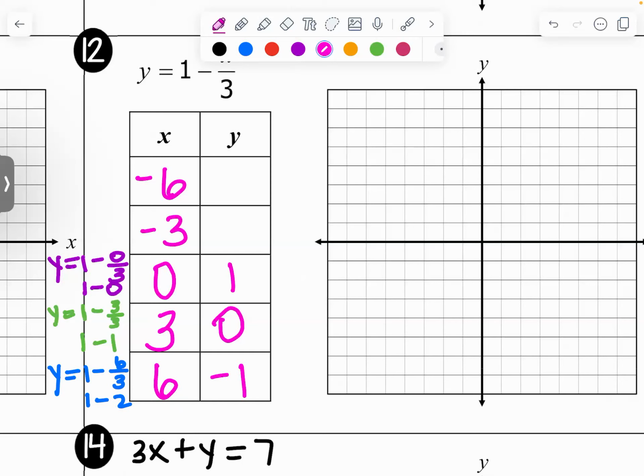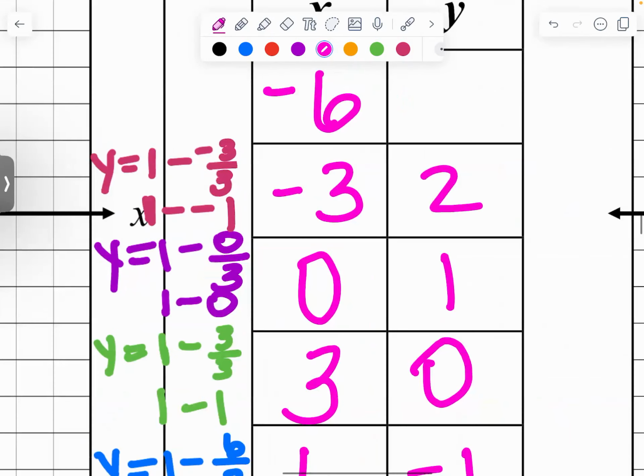Okay, here's where we get to be a little bit careful. If y equals 1 minus x over 3, what's -3 divided by 3? -3 divided by 3 is 0. What? -1. So I have 1 minus -1. It's 2. 1 minus -1. Remember, subtraction is the same thing as adding the opposite.